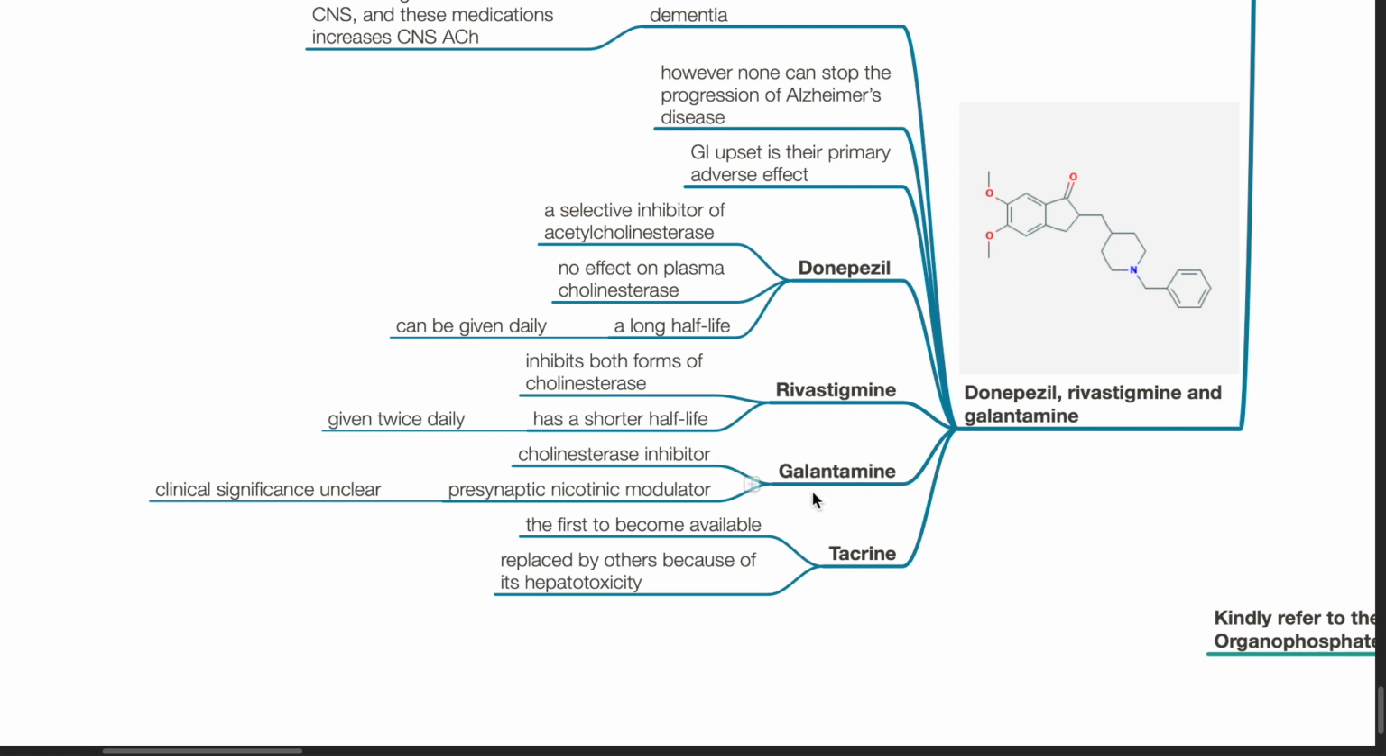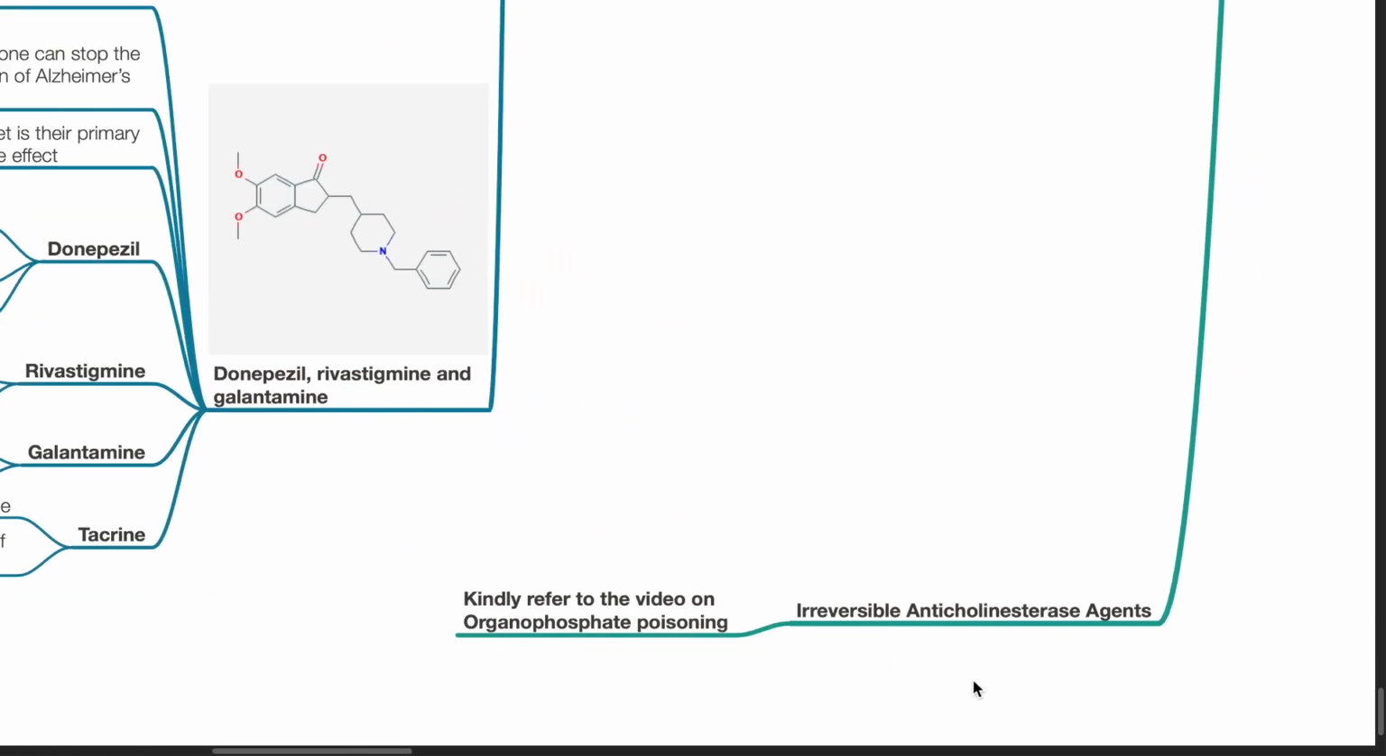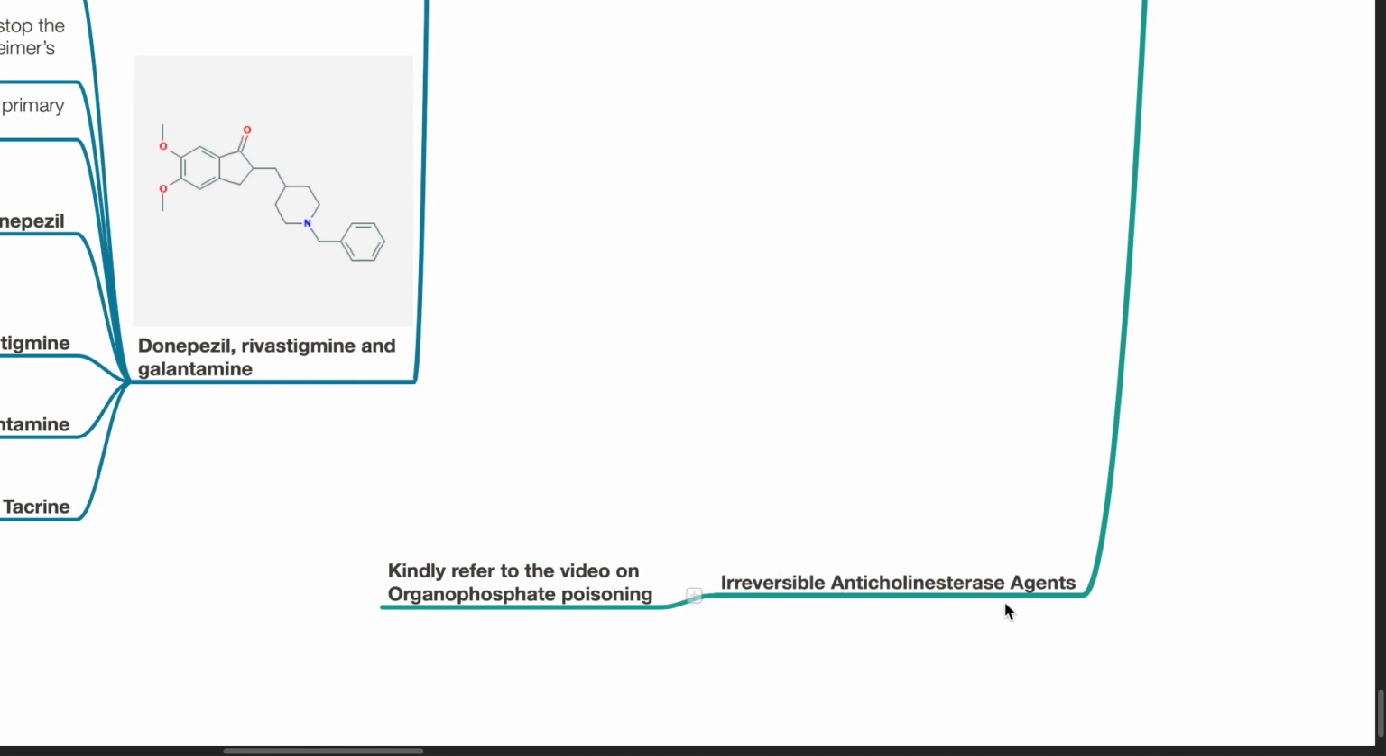Galantamine is a cholinesterase inhibitor. It is also a presynaptic nicotinic modulator, of which clinical significance is unclear. Tacrine was the first to become available, but it has been replaced by other drugs because of its hepatotoxicity. For irreversible anticholinesterase agents, kindly refer to the video on organophosphate poisoning coming soon.